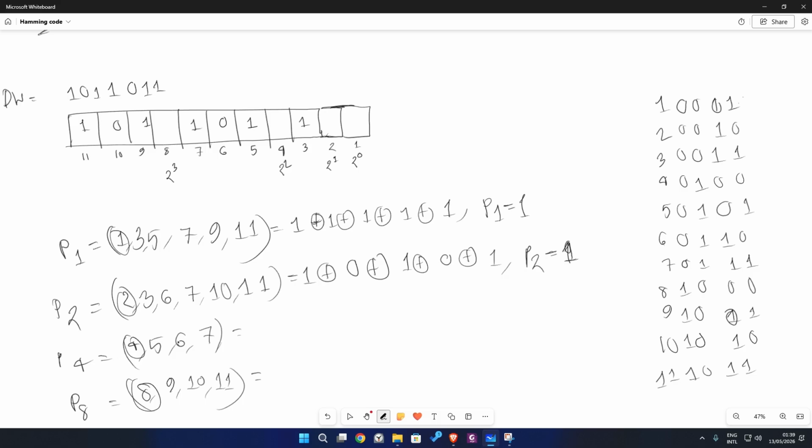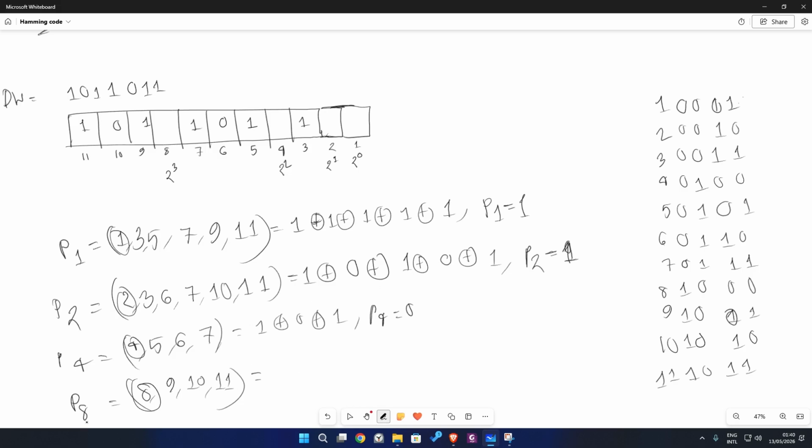Then in the P4 case, we will find out the P4, the third parity bit. The fifth number is 1, then the sixth number is 0, and the seventh number is 1. So what will be the value of P4? We are seeing 2 ones here, and 2 is an even number, so even parity is already satisfied, so P4 will be 0.